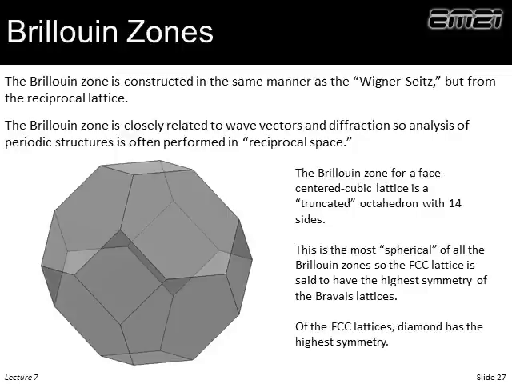Next we have a Brillouin zone. On the previous slide, we constructed the Wigner-Seitz unit cell. Now, if we go to reciprocal space and construct the Wigner-Seitz unit cell, we don't call it the Wigner-Seitz unit cell anymore. In fact, we call that the Brillouin zone. So a Brillouin zone and the Wigner-Seitz unit cell are really the same concept. It's just that the Brillouin zone is constructed in reciprocal space and the Wigner-Seitz cell is constructed in real space.